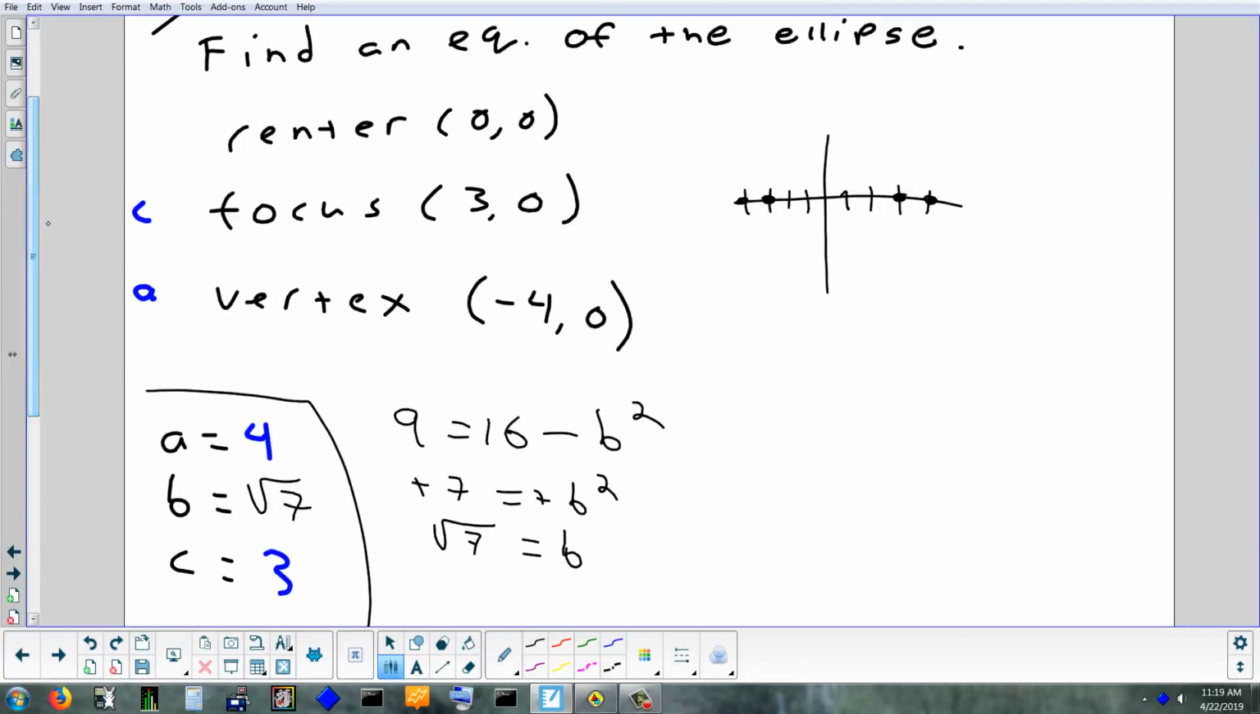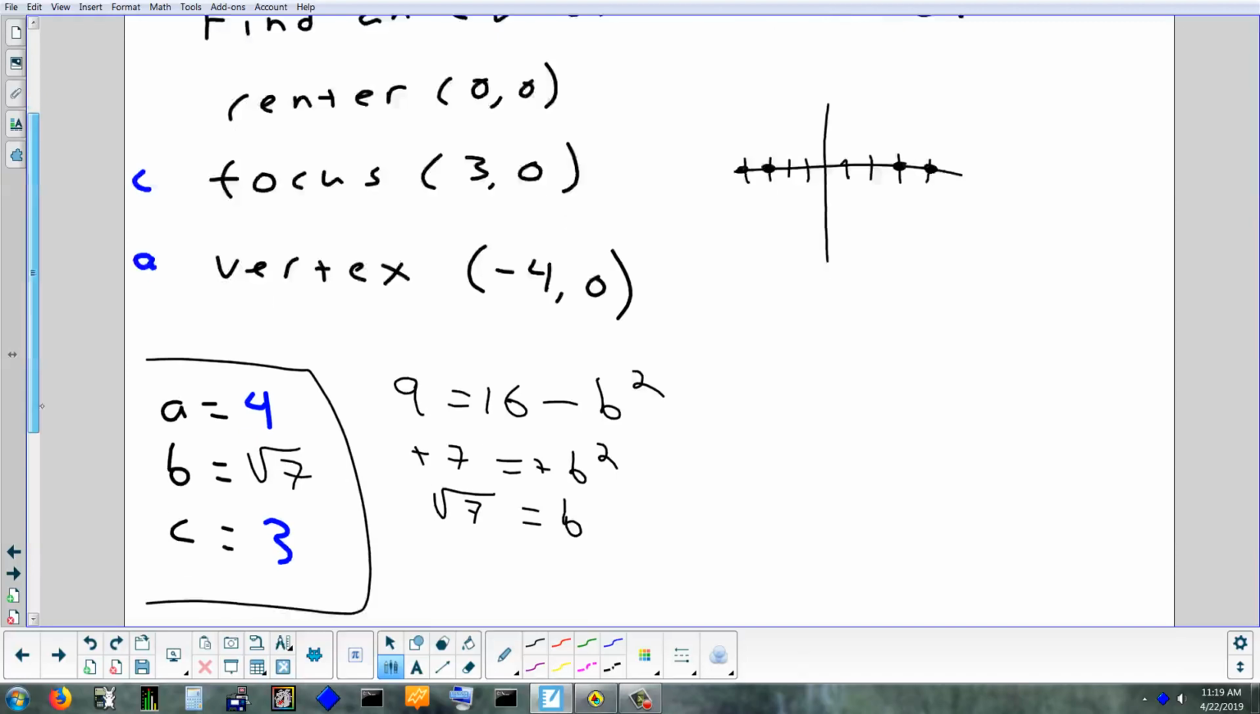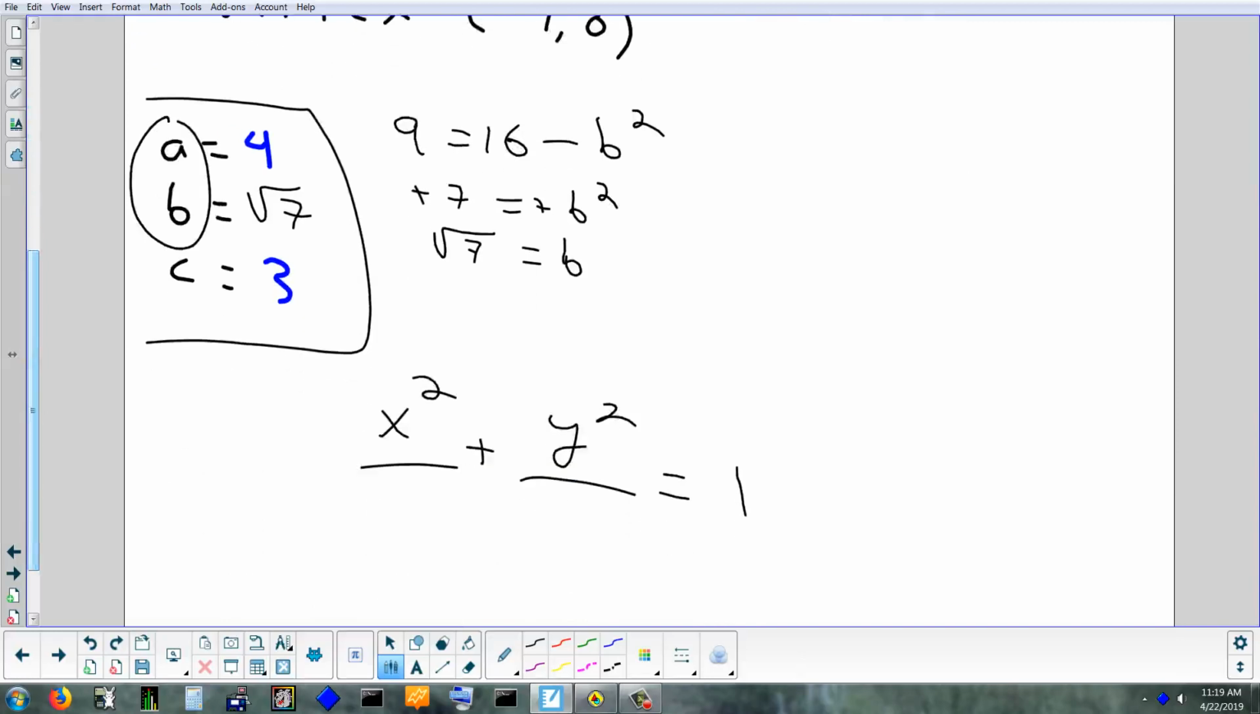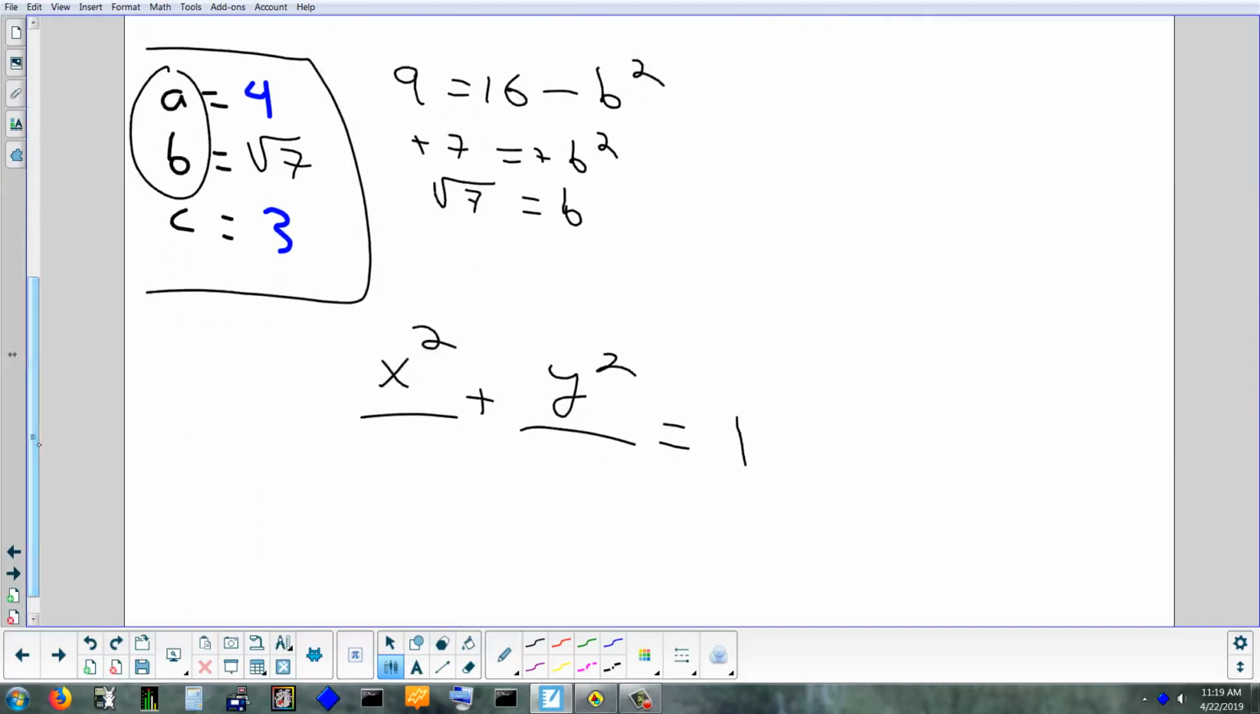Well, everything lines up horizontal. It means you want your major axis horizontal. So put the bigger number under x. A is the bigger number. Square root of 7 is like 2 point something. It's definitely smaller than 4. Now remember, when you put them here, it's a squared, b squared. So what's a squared? 16. And b squared? 7. And there is the equation of your ellipse.